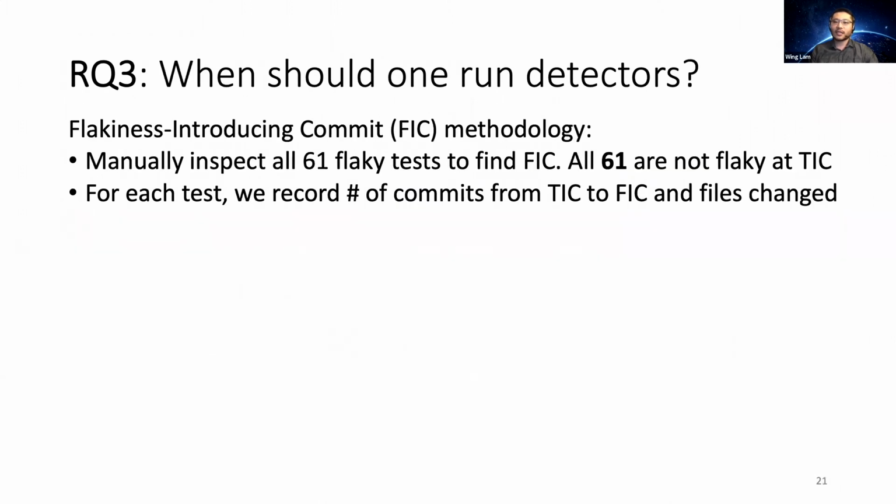That essentially leads us into our third research question, where we manually inspected all 61 of these flaky tests to find the flakiness-introducing commit. Our inspection finds that all 61 of them are indeed not flaky when they were introduced. And for each of these tests, we then record the number of commits between the test-introducing commit and the flakiness-introducing commit, and the files that were changed in between these two commits.